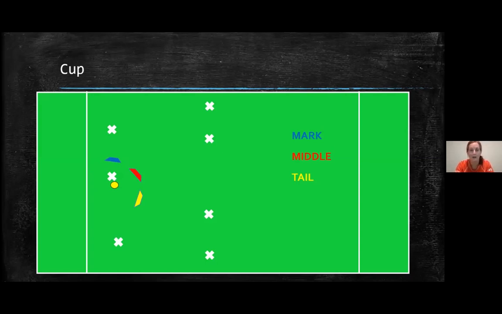So kind of going back to how the mark is in charge there. We see the mark moves a little bit there to cover up a throw to the break side. The middle and the tail then have to react to that as well.